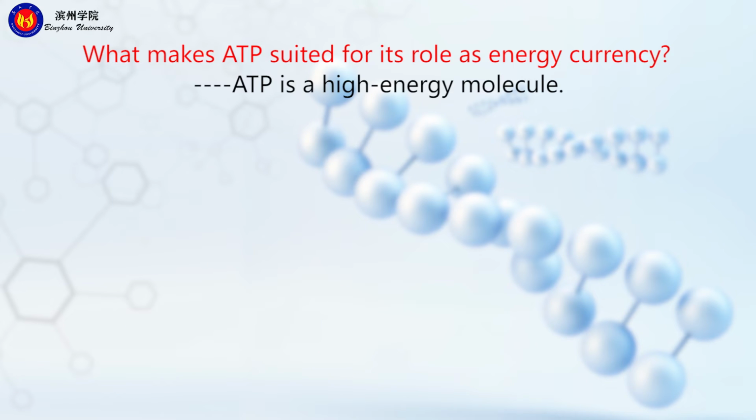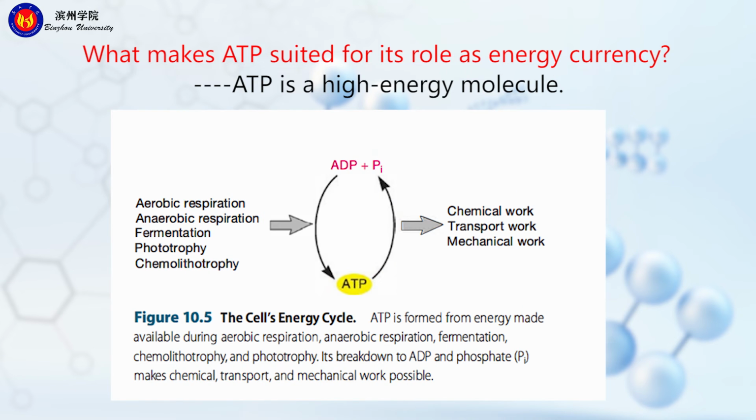What makes ATP suited for its role as energy currency? ATP is a high-energy molecule. That is, it is hydrolyzed almost completely to the products adenosine diphosphate, ADP, and orthophosphate. ATP, ADP, and orthophosphate form an energy cycle, as seen in this picture.